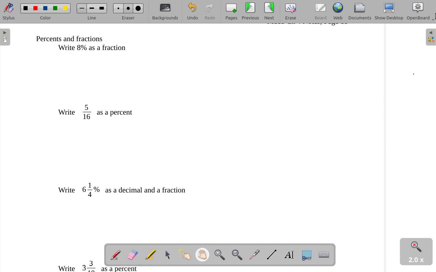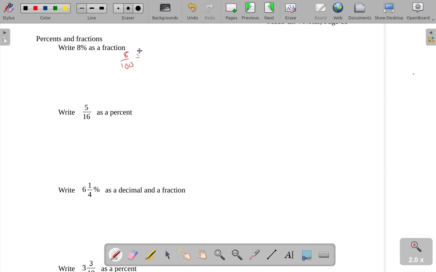Okay, let's look at converting between percents and fractions. Now if we want to write something like 8% as a fraction, I said that percent means divided by 100, and when we're talking about decimals, we accomplish dividing by 100 just by moving our decimal place over 2 places. But we don't have to. We could just write it as divided by 100. So 8% is the same as 8 divided by 100, or 8 hundredths.